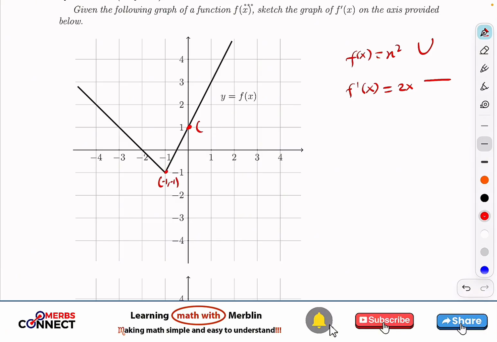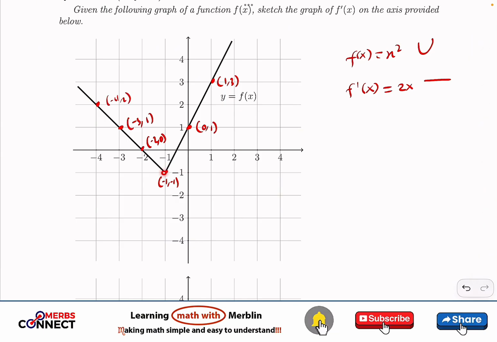I have another point here, (1, 0). I have another point here, which I call (1, 3). I have another point here, (-2, 0). I have a point here which is (-3, 1). I have another point here which is (-4, 2).